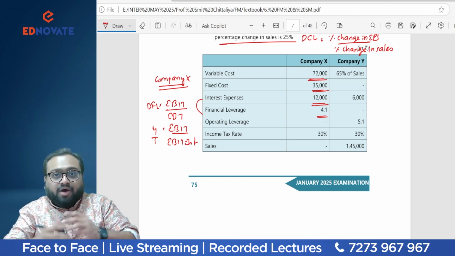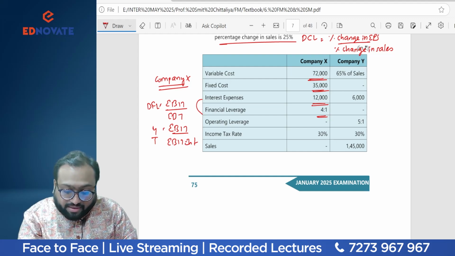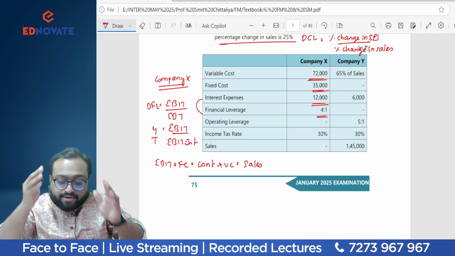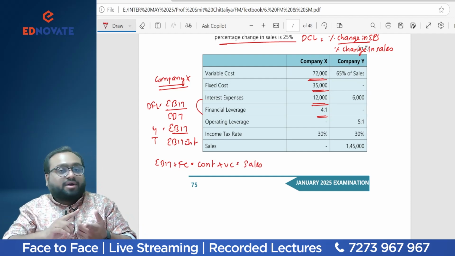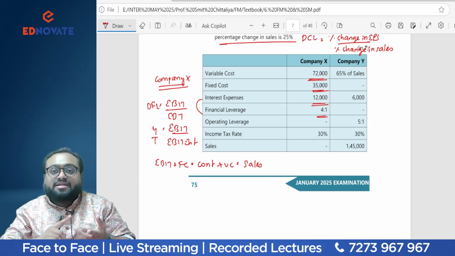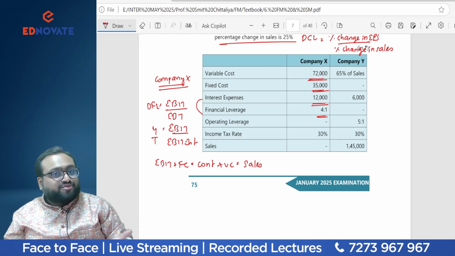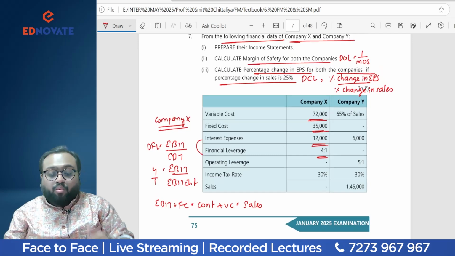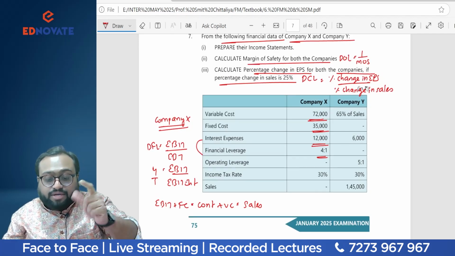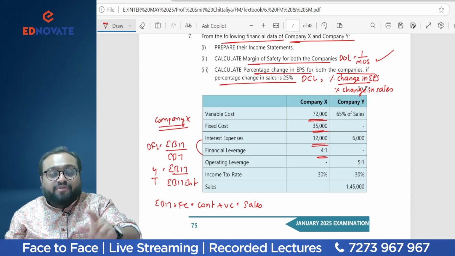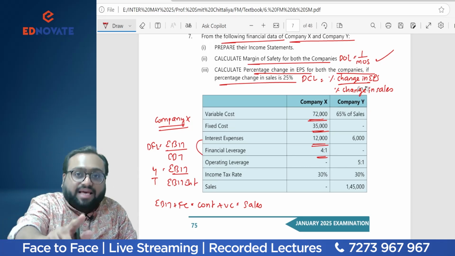Once you get EBIT, see how I'm processing the sum. EBIT plus fixed cost will be your contribution. And contribution plus variable cost, you will get the sales. Your entire income statement will be ready. You have sales, you have variable costs, you get contribution minus fixed cost, EBIT minus interest, EBT minus tax, EAT. That's all I wanted. So very easily you can find out the income statement. Once you get the income statement, you can find out DOL. With the help of DOL, you will get MOS. With the help of the same income statement, we will find out the DCL.